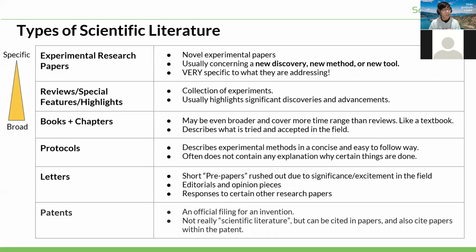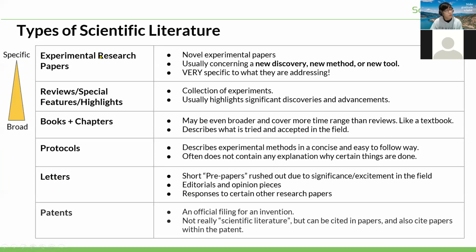Okay, now I want to talk about the different types of scientific literature. Most papers are experimental research papers, but there's also things called reviews. Sometimes they're called special features or highlights, and these are really nice as well. There are sometimes books and chapters that you can find. There are sometimes protocols, letters, and patents, okay? There's also something called preprints. I should write that here actually. And I'm gonna cover each type.